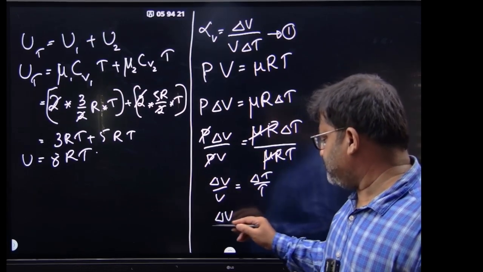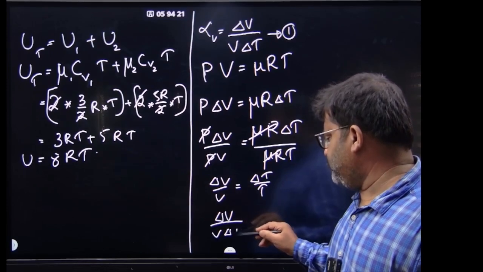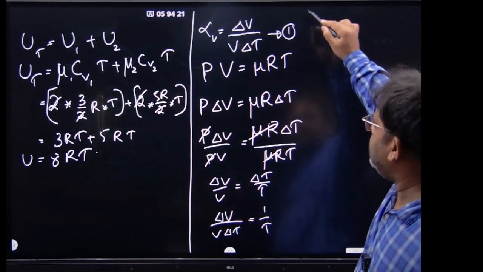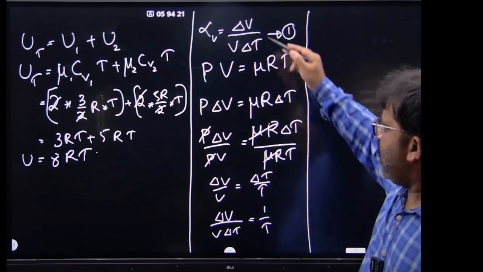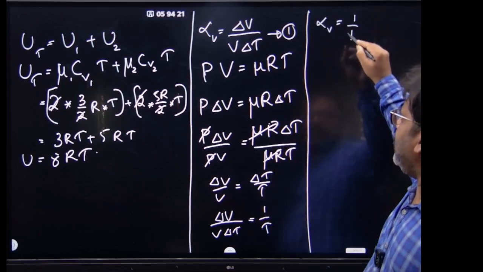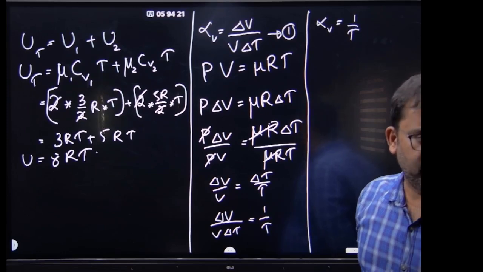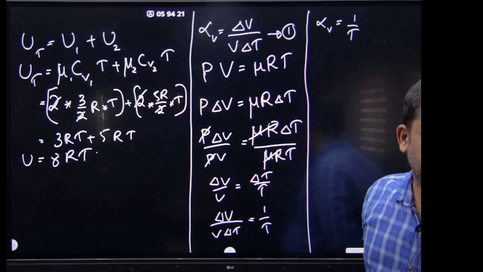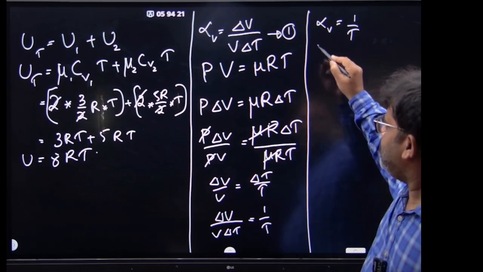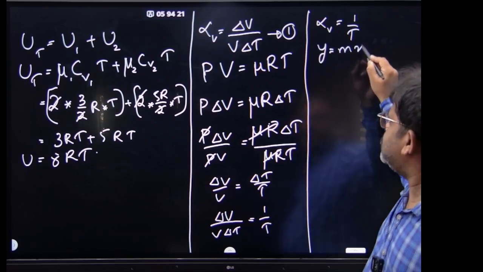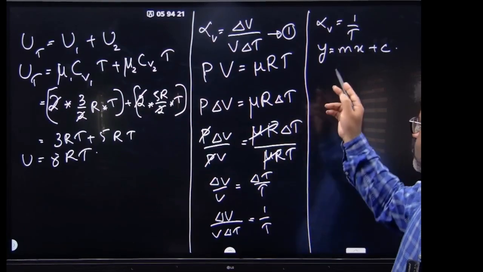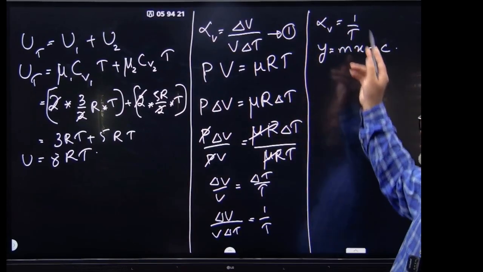It is delta V divided by V into delta T is equal to 1 by T. So this is nothing but alpha V. So alpha V is equal to 1 by T. Now remember, alpha V is on the y axis and 1 by T is on the x axis. So this is comparable with the equation y is equal to mx plus c, because y is nothing but alpha V, x is nothing but 1 by T.